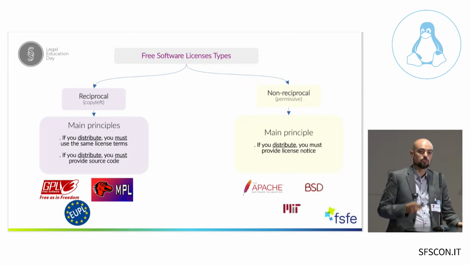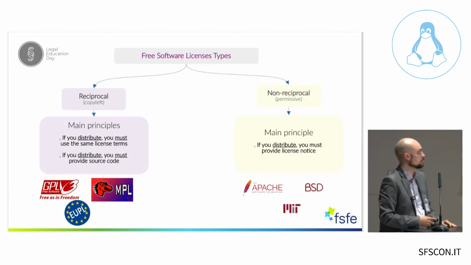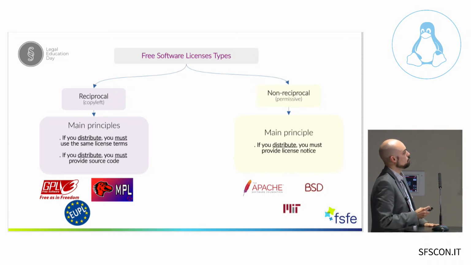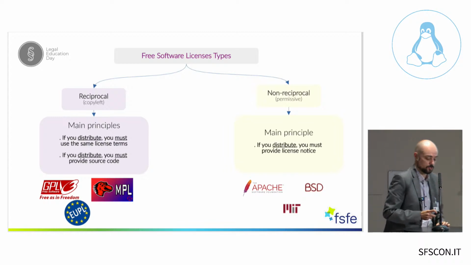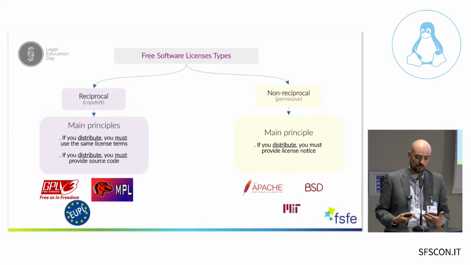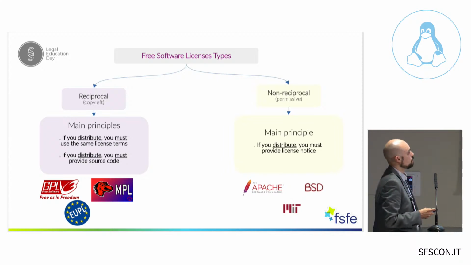And when we are talking about non-reciprocal licenses, usually people also call them permissive licenses, but I like the term non-reciprocal. The main principle is, basically, you're receiving software that is under a non-reciprocal license, and if you redistribute it, you must provide a license notice. And I will show you in a minute what a license notice is.